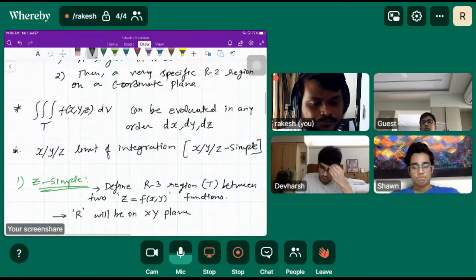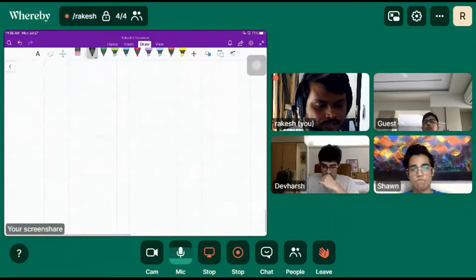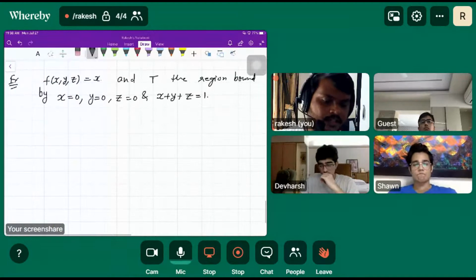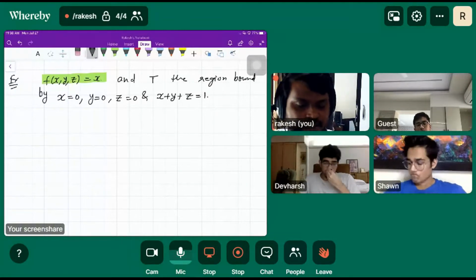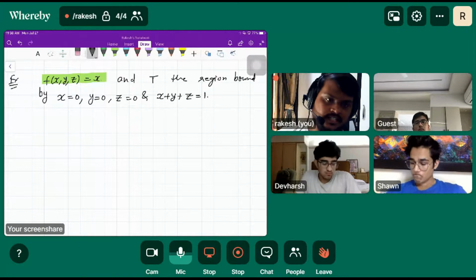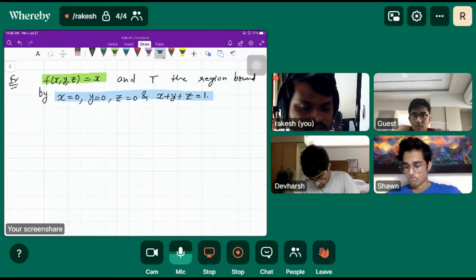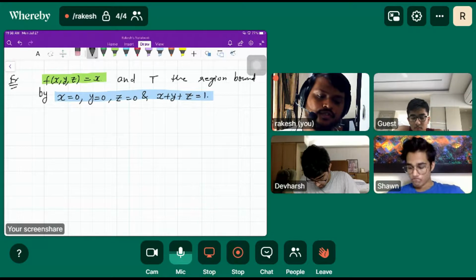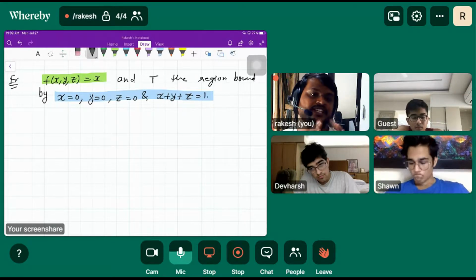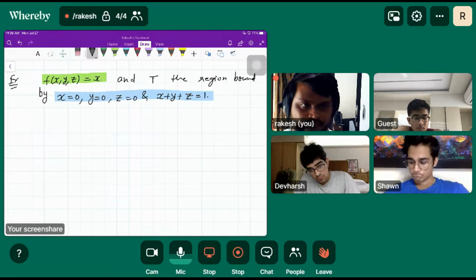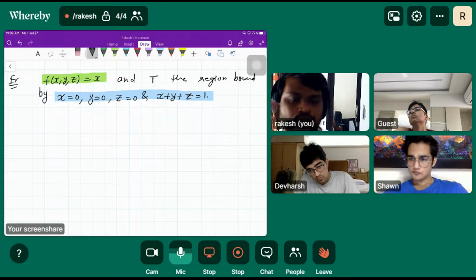Okay. So in this question, f of x comma y comma z is our mass density function. Suppose that is our mass density function, and x is equal to 0, y is equal to 0, z is equal to 0, x plus y plus z is equal to 1 define your region T completely. Okay, the region T.